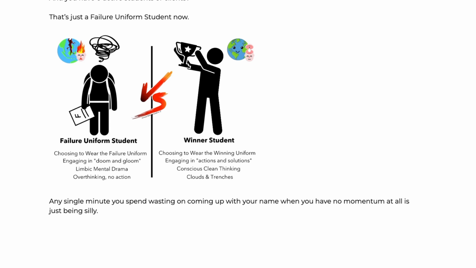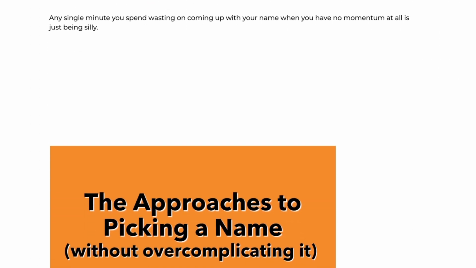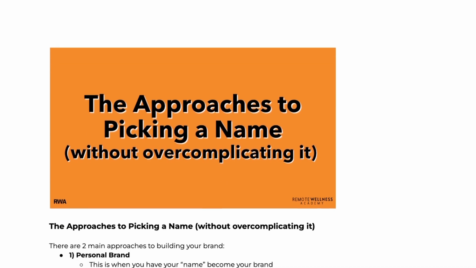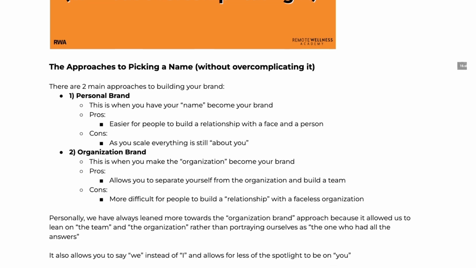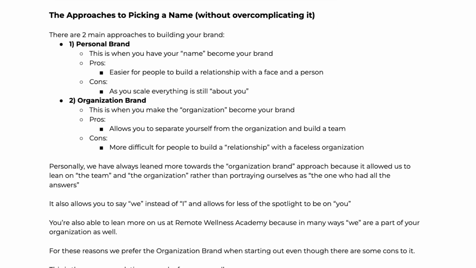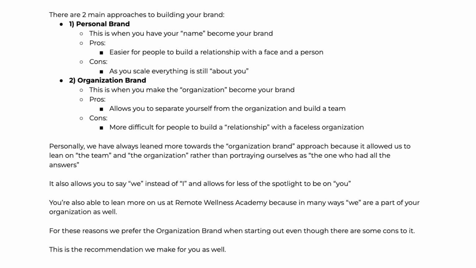All right. And so I did want to go ahead and give that big warning as we talk about being able to come up with the name for your remote wellness practice. Okay. And so let's go ahead and talk about it. The approaches to picking a name without overcomplicating. Okay. So there are two main approaches to building your brand name. The first approach is called your personal brand, and the second is called your organization brand. These are two major approaches that exist out there. They're the two main approaches.